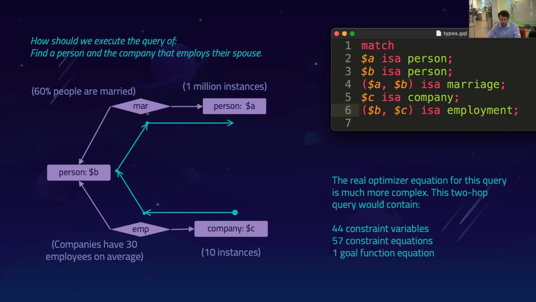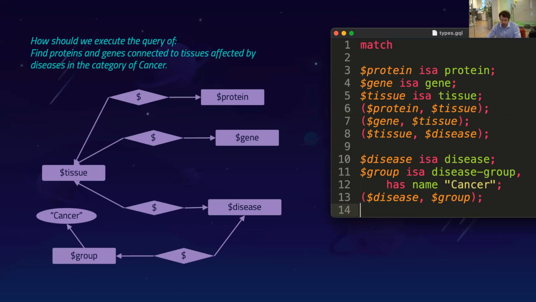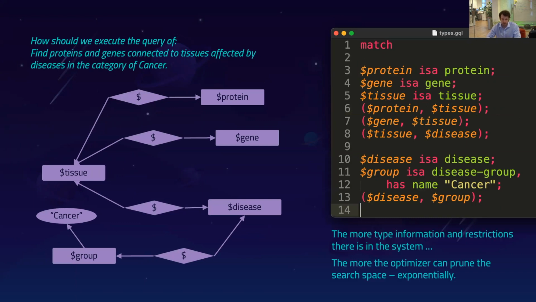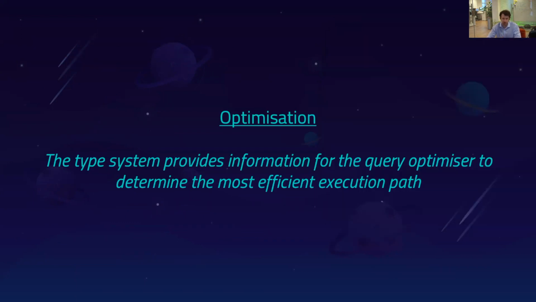Now, of course, the real optimizer equation for this query is much more complex, because it would contain a lot more variables and equations that make up the actual way TypeDB works. Especially when it comes to much more complex queries, the more type information restrictions there are in the system, the more the optimizer can prune the search space exponentially, leading to more performant queries. That's why the type system provides information for the query optimizer to determine the most efficient execution plan.